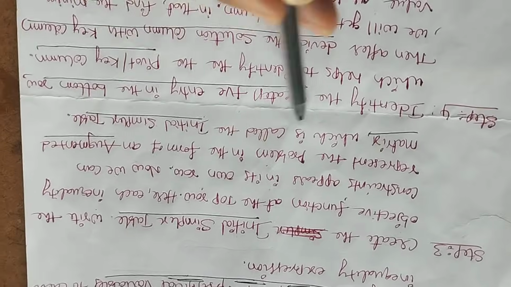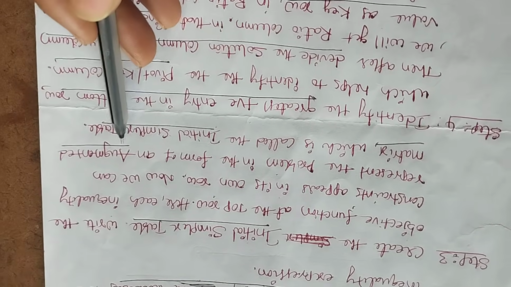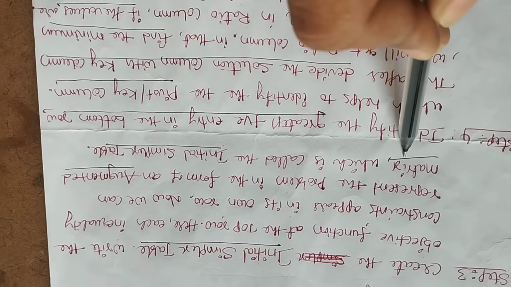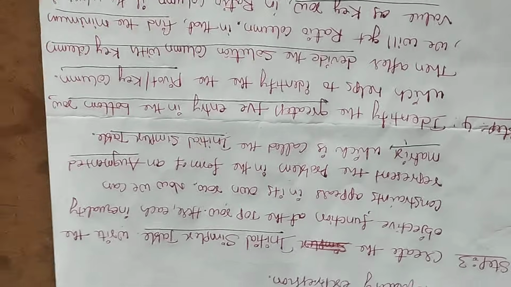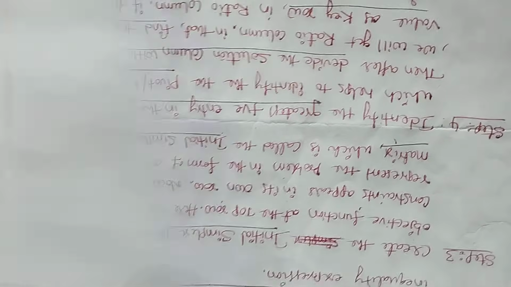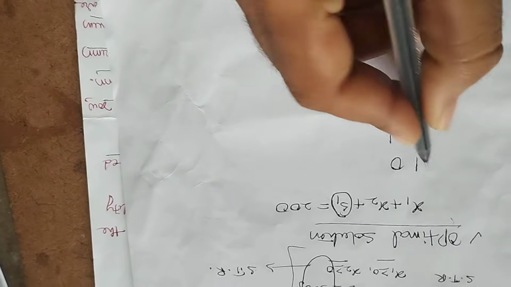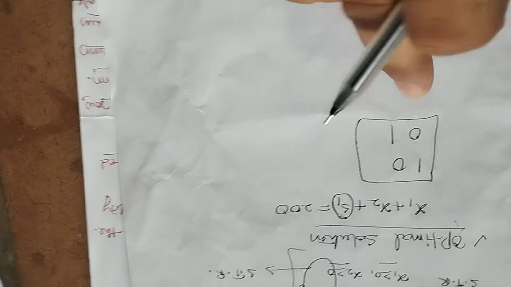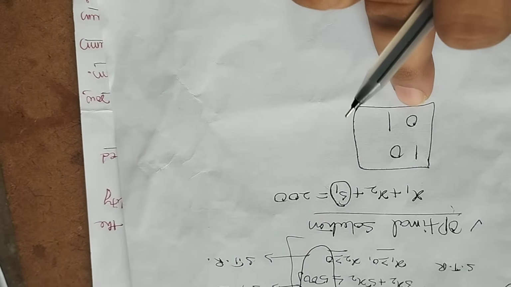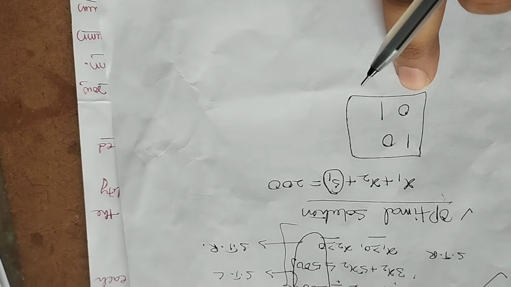And after formulating the initial simplex table, it will be converted into the augmented matrix. That means if there are two variables, then the augmented matrix means 1 0 0 1 should be observed. I will explain to you how this augmented matrix or unit matrix comes about during the example.